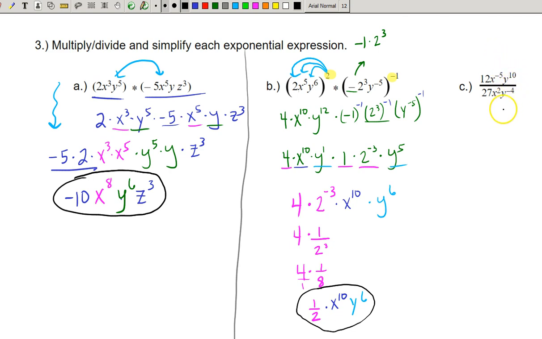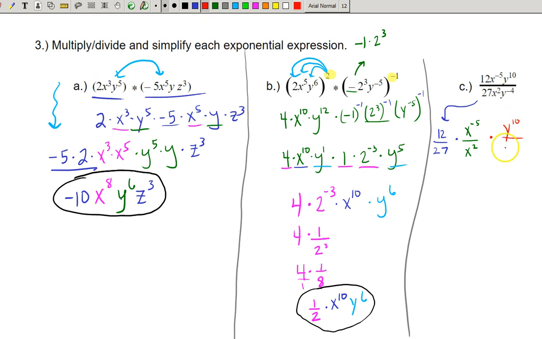All right, and let's go to the last one here. Okay, so we have part C. Now really this, you can just break this problem up. Everything is divided. So I would just take the numbers kind of separately. 12 divided by 27. And then I would take the next set here, x to the negative 5th divided by x squared, as kind of a separate problem there. And then take the y's separately. So you don't actually have to write this step out, but I like to think of it and just break it up into 3 separate problems. And then just reduce those 3 separate problems.